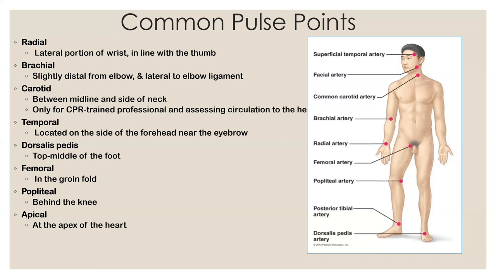You don't routinely check your patient's femoral artery, but that artery is used for things like heart catheterizations. That's where they go in, because it's a main central artery right there. And then the next would be the popliteal artery, which is located behind the knee. The posterior tibial artery is located on the inner aspect of the ankle. And then your dorsalis pedis is otherwise known as your pedal pulse.